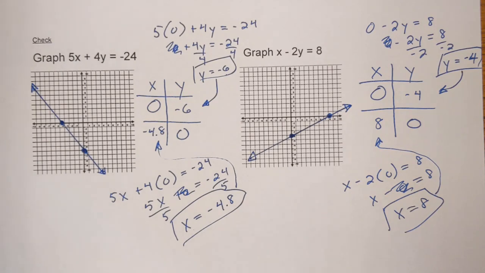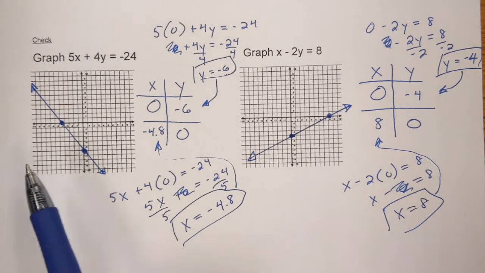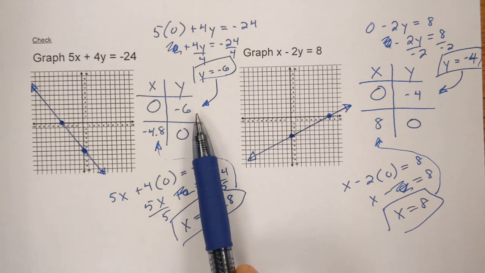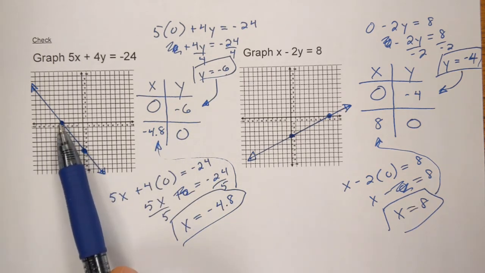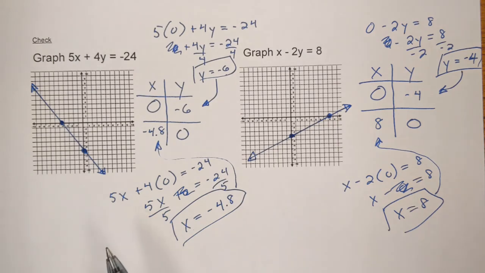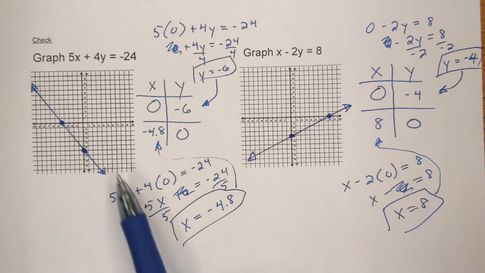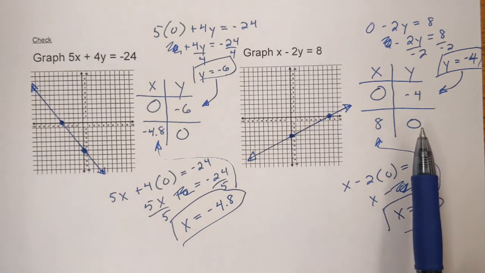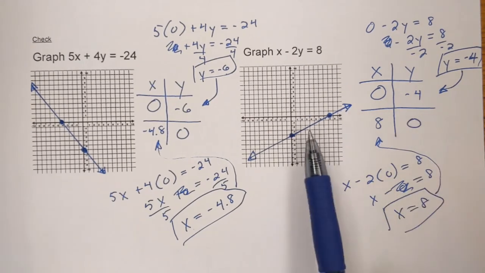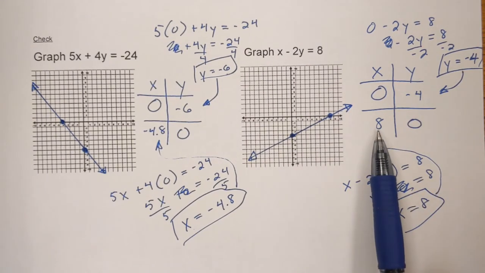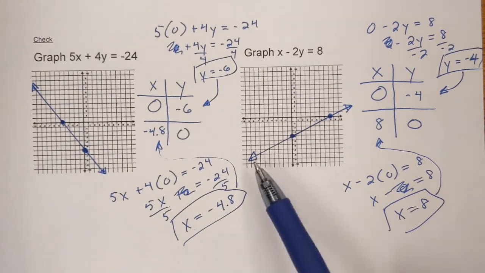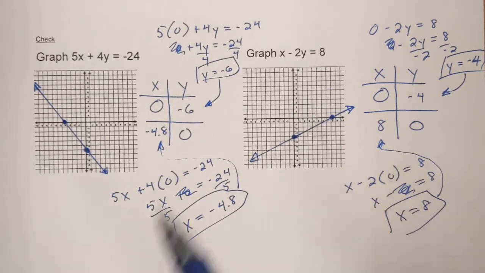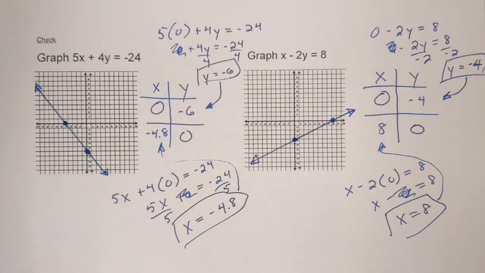And voila, here are your solutions. First graph has a y-intercept at -6. The x-intercept is at -4.8. Connect those two dots and we have a line that shows all of the solutions of that function. And the second graph had a y-intercept at -4, an x-intercept at +8. Connect those 2 points and this line shows all of the solutions to this function.